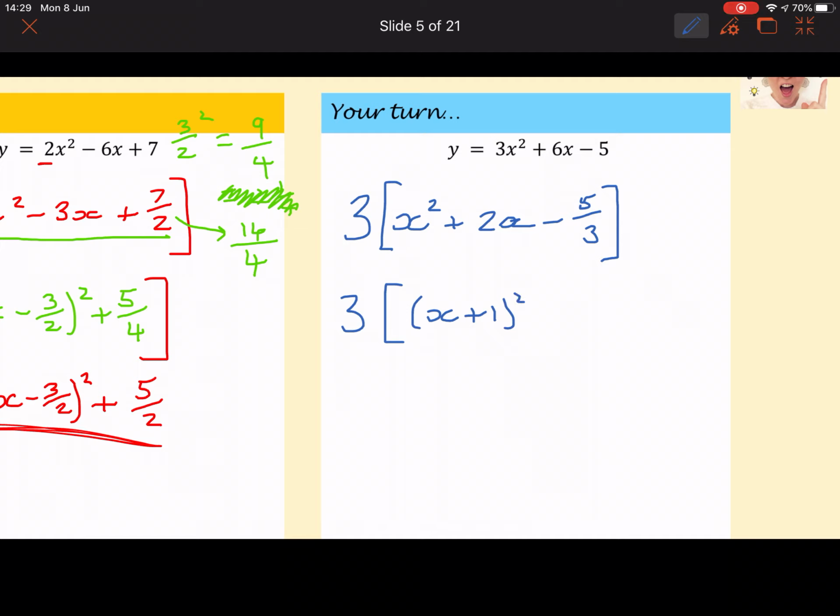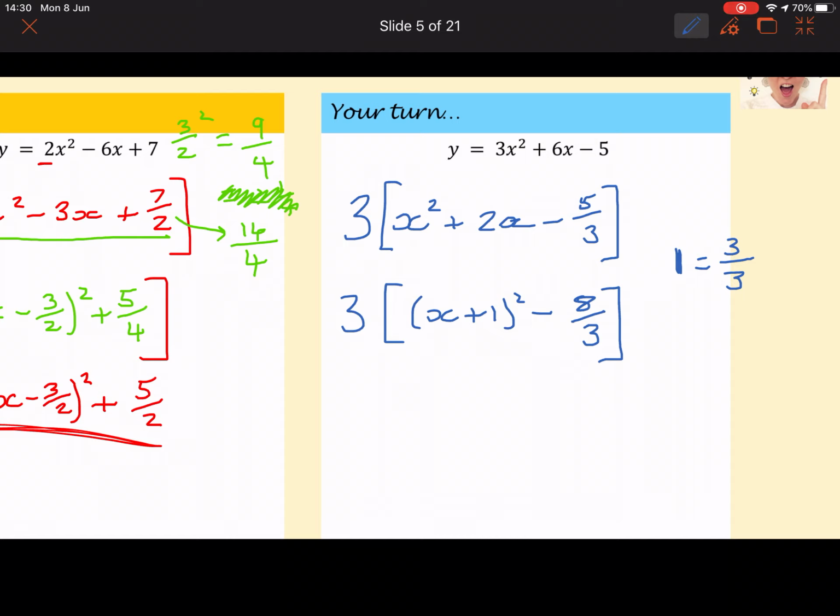Now that would give us 1 times 1, which is 1. I need to get down to minus 5 over 3. Now this might help if you think 1 is equivalent to 3 over 3. 3/3 make up a whole. So I've got to get from 3 over 3 to minus 5 over 3. So I've got to take away 8 over 3. Okay, again you could have that as mixed numbers, you could have it as decimals, either or.